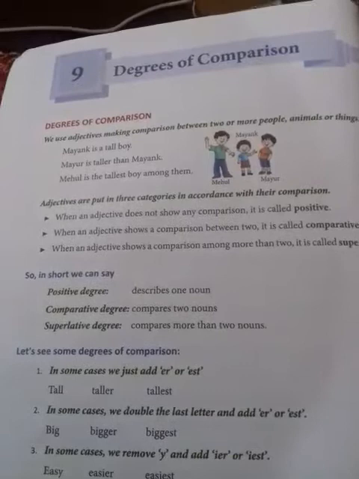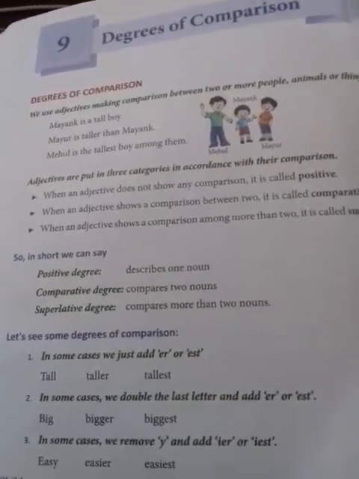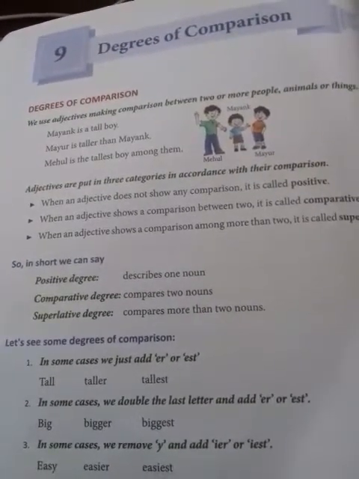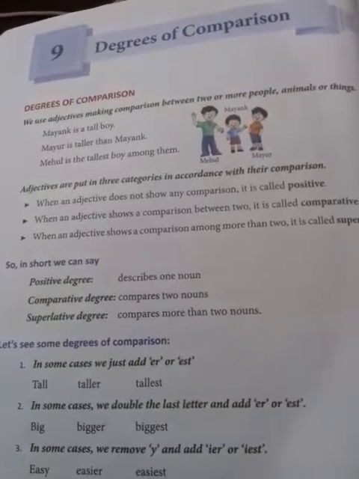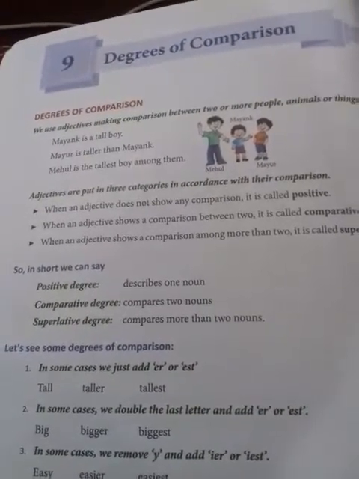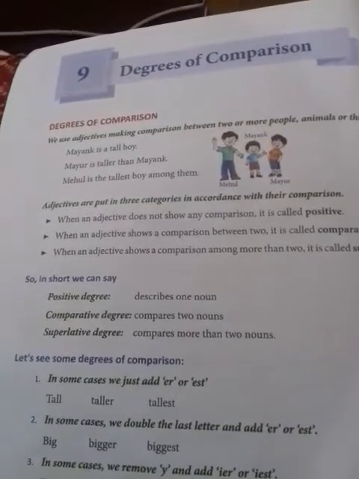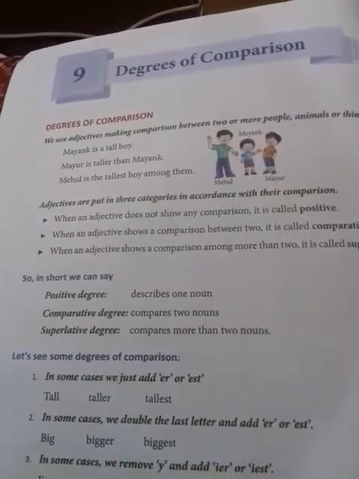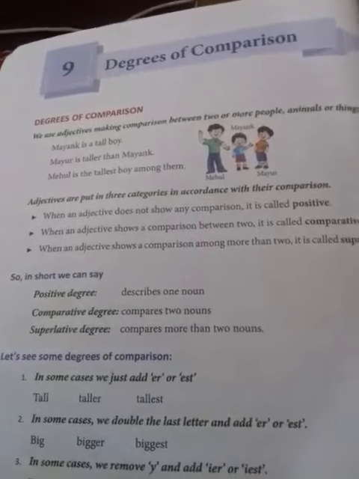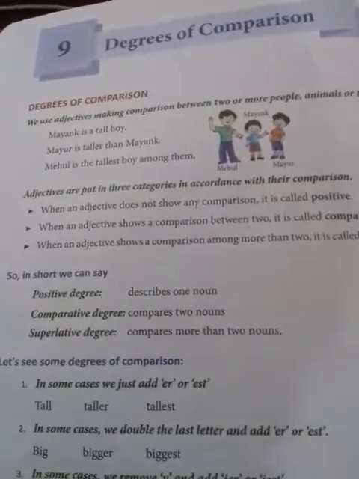Before going to the example, just in short, let's talk about what are degrees. Positive degree describes one noun. Comparative degrees compares two nouns, and superlative degrees compares more than two nouns. Now have a look at the examples. Let me make you clear.